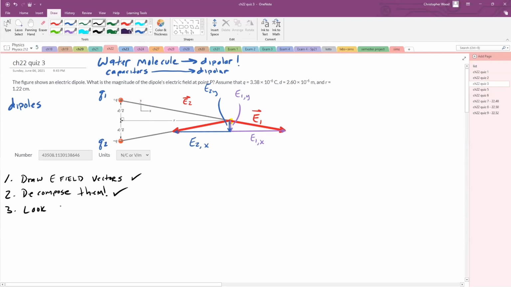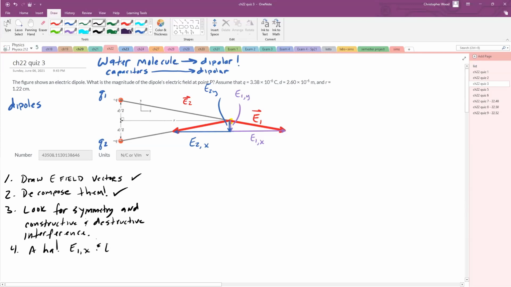So let's look for symmetry, and I guess interference. Look for constructive and destructive interference. So this is technically a chapter 16 concept. Because now I'm all about making my life easier sooner rather than later. Interference. So you can see that E1x and E2x cancel. So that's huge.